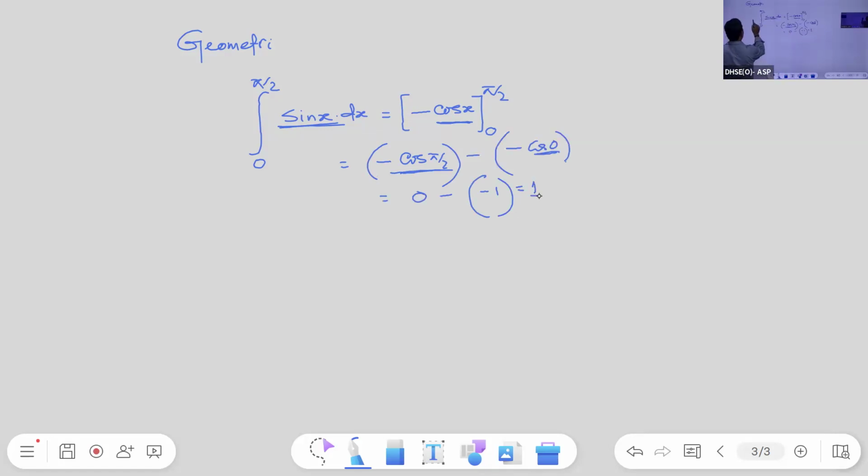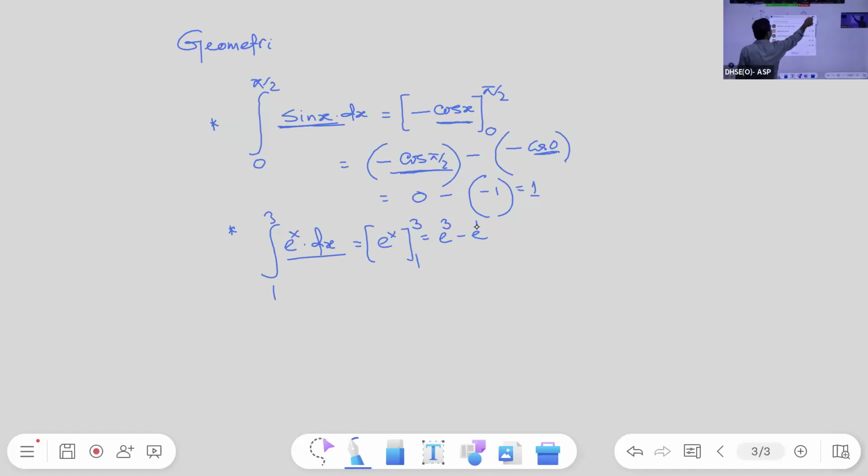Okay, then come to the second one. The second one is integral 1 to 3 e power x dx. You know, the indefinite integral of e power x is e power x, and it will be evaluated between the limits 1 to 3. This is equal to e power 3 minus e power 1. Okay. Then the third one. Nasrin, is it clear now?